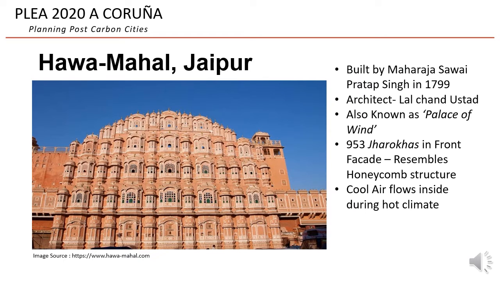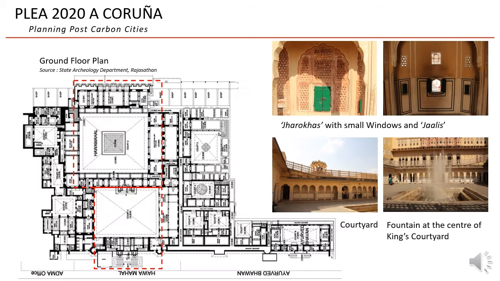Hawa Mahal, also known as the Palace of Wind, is situated in the heart of Pink City, Jaipur, Rajasthan. It was built in the year 1799 by Maharaja Savai Pratap Singh and designed by Lal Chand Ustad. The front facade contains 953 jharokas, which also resemble the honeycomb structure when viewed from outside. Amidst the hot and dry season of the city Jaipur, air flowing through the windows keeps the indoor temperature of the Hawa Mahal cool and refreshing.